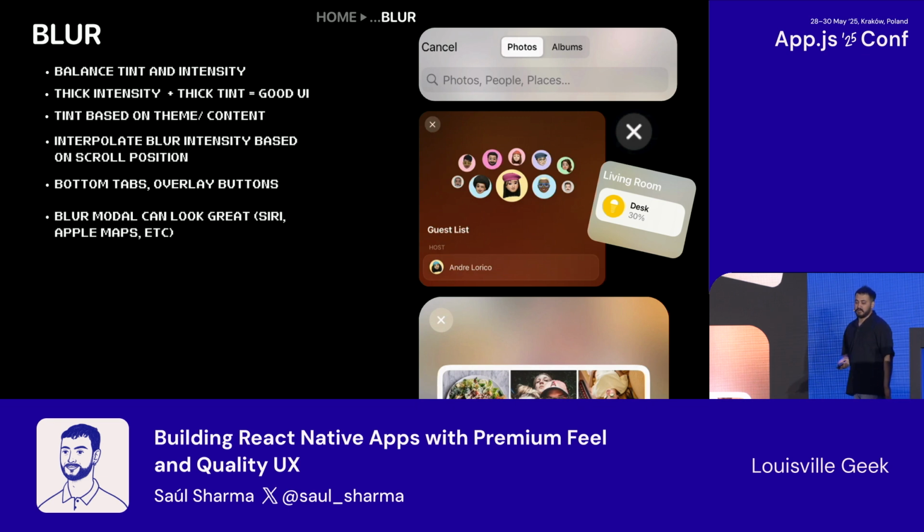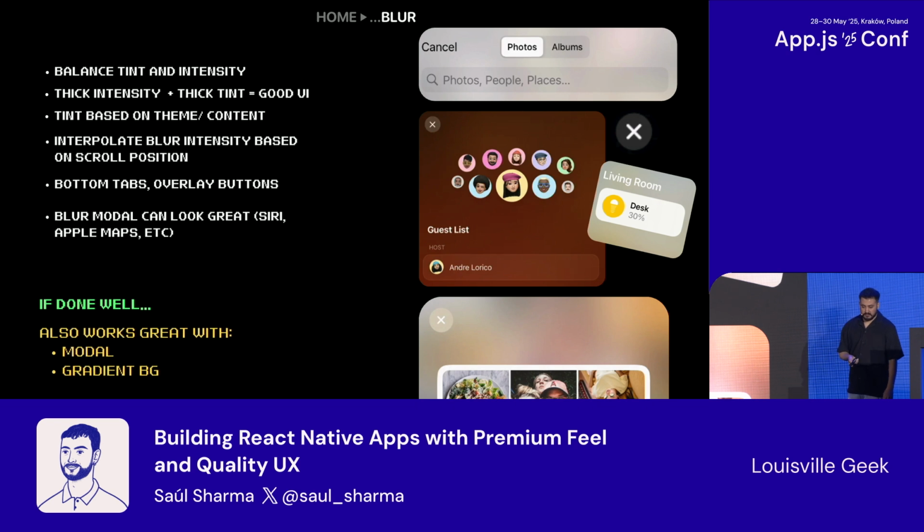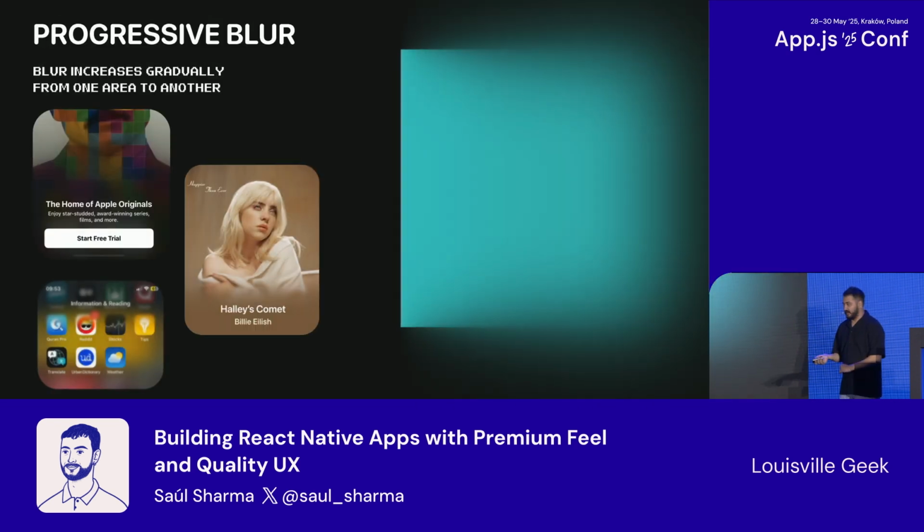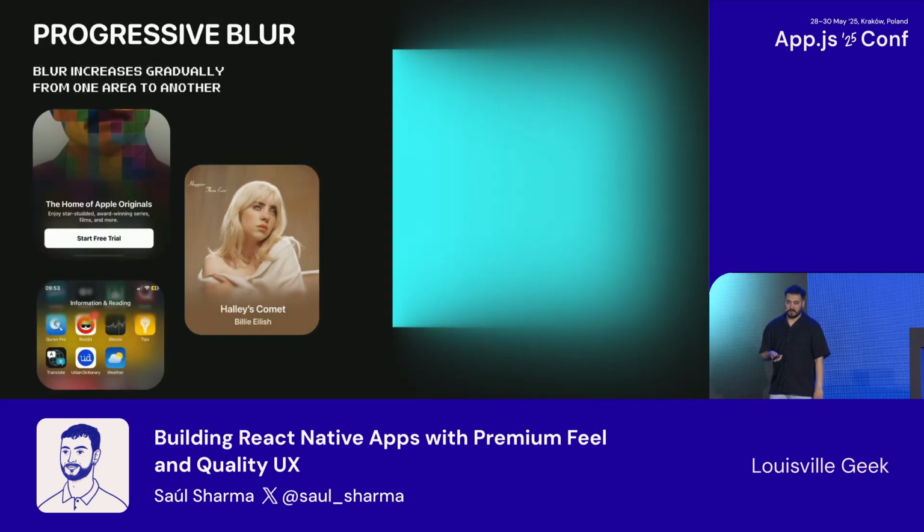And obviously, this can look great for modals, if done right. I think Apple Maps does it as well. On Apple Maps, they have a very thick intensity, I would say maybe 95, 97. It's very hard to tell it's a blur, but it's a blur. And it also works great with the background gradient as well.